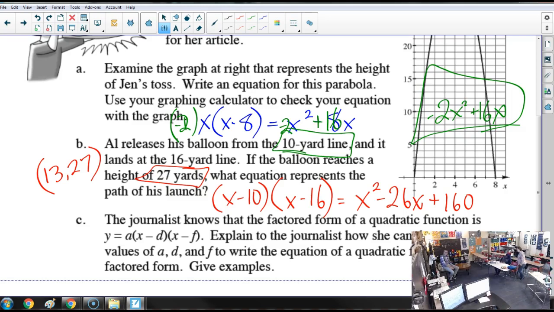The second x-intercept. So this is for sure wrong because it doesn't have the negative. So the first thing we would say is, well, we need a negative 1, and this becomes negative x squared plus 26x minus 160. And then we check our vertex point and modify as needed. Brilliant.